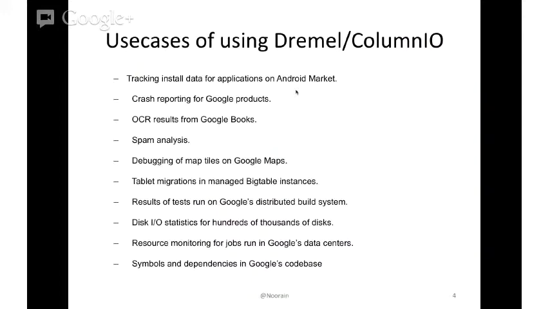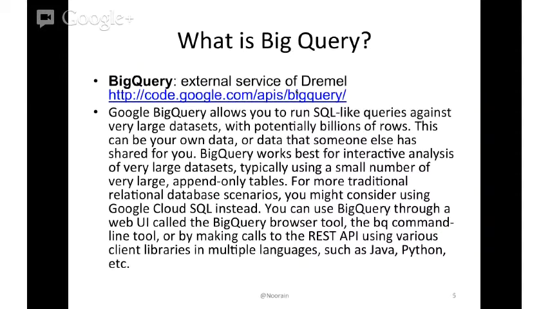So what is BigQuery now? BigQuery is basically an external version of Dremel. BigQuery is the name given to the externalized version that's open to the public. So BigQuery allows you to run SQL queries just like Dremel, on large data sets. The data sets can either be your own or shared, either from public data sets or other storage devices like Google Storage, etc.